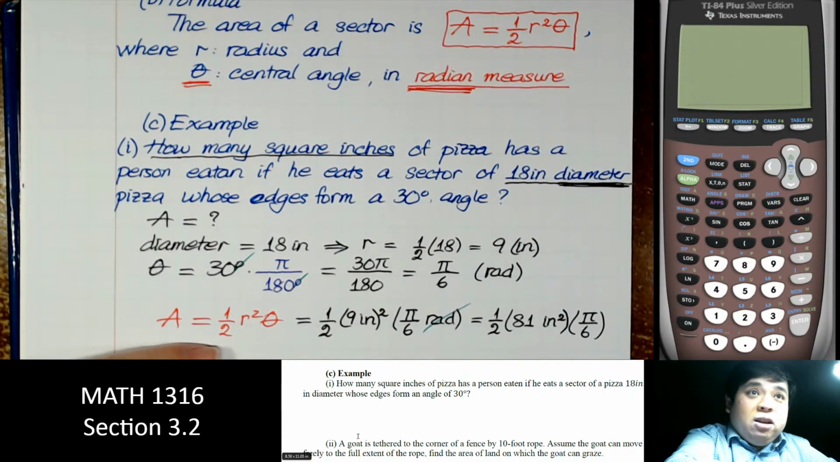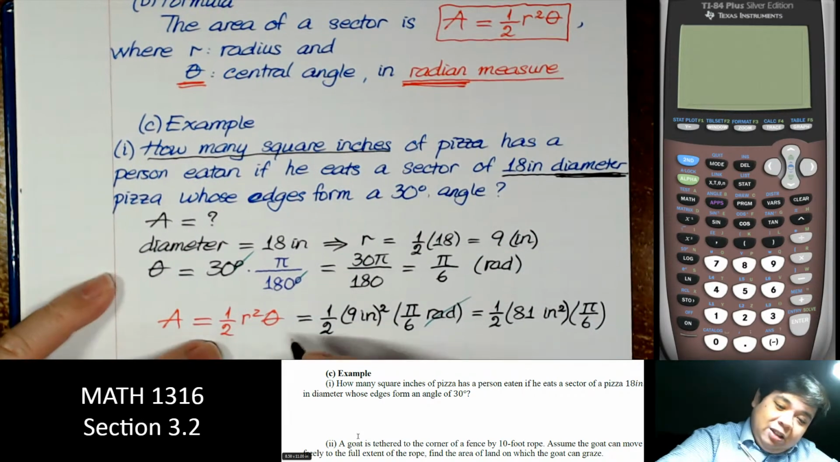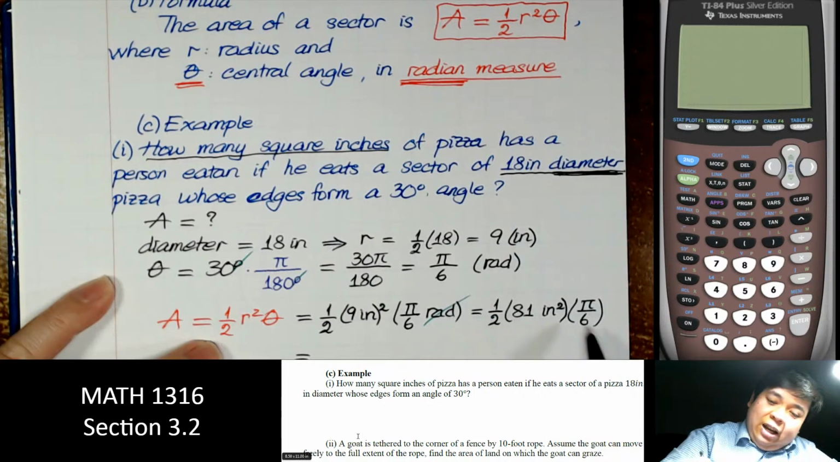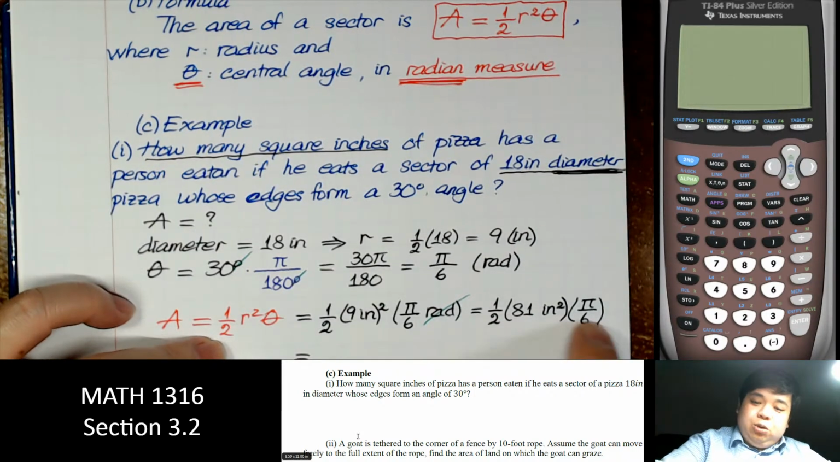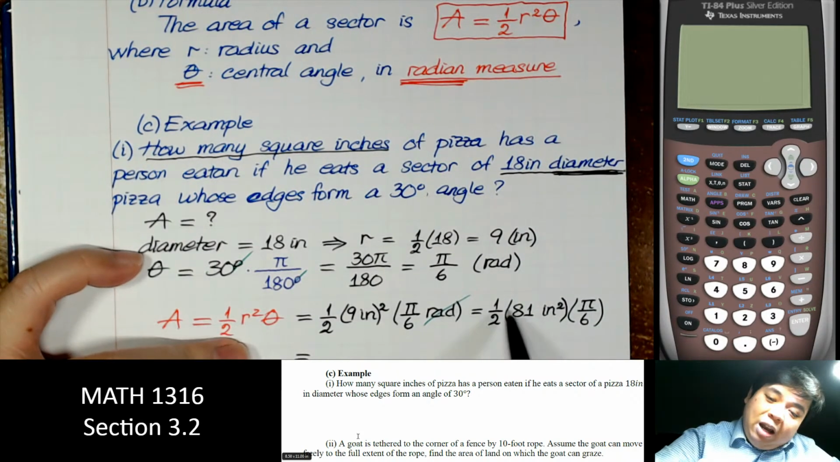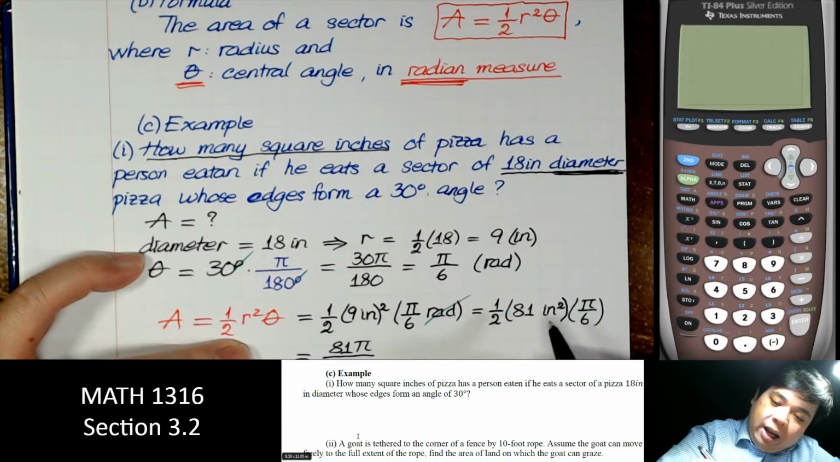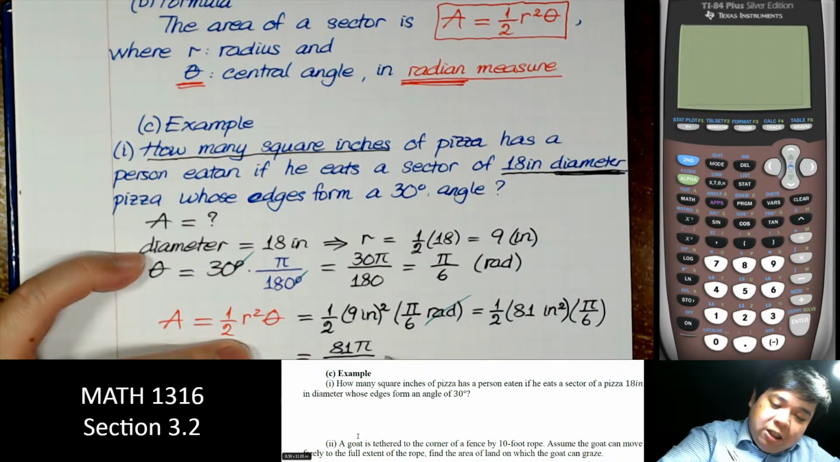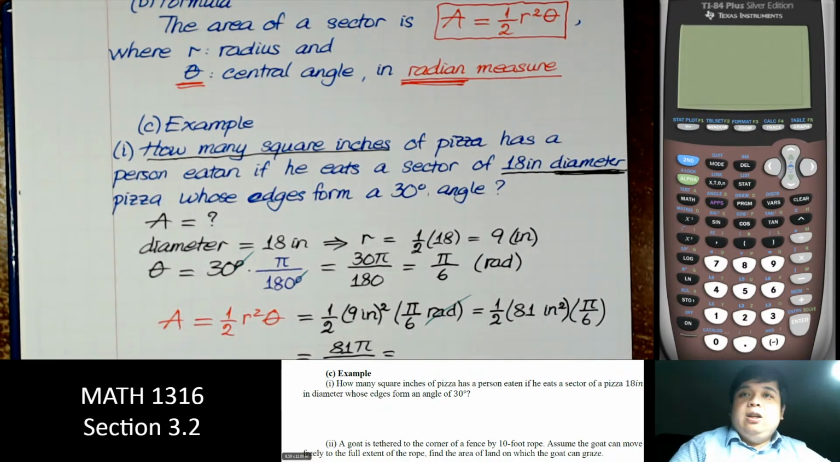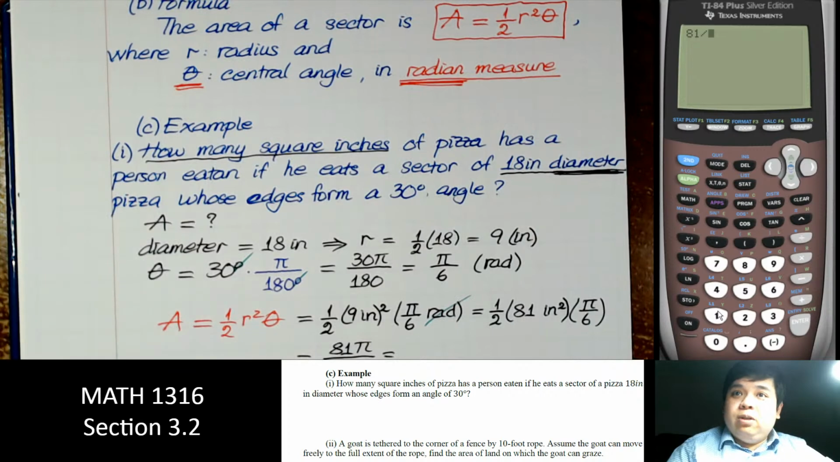And I will just do the math. So that's simple enough. 81 divided by 2 times 6. So multiply everything on the top. We have 81 pi on the top. And the bottom, 2 times 6. So 81 divided by 12. Usually I will leave the pi out of the problem.